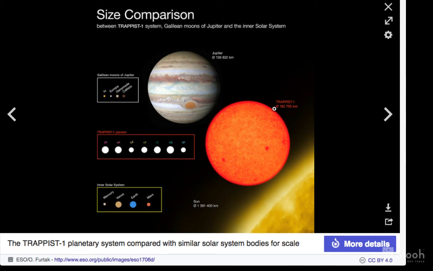Then we have the TRAPPIST-1 host star, and you're looking here at the 7 planets that orbit it in relative size. And then our sun, which you're only seeing a tiny little portion of because it's so big in comparison to the TRAPPIST-1 star and the Jupiter. And here's our inner solar system planets for comparison size. But see how TRAPPIST is so much more similar to a Jupiter-sized object.